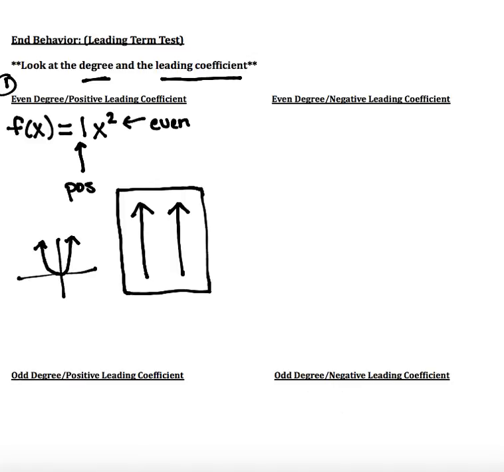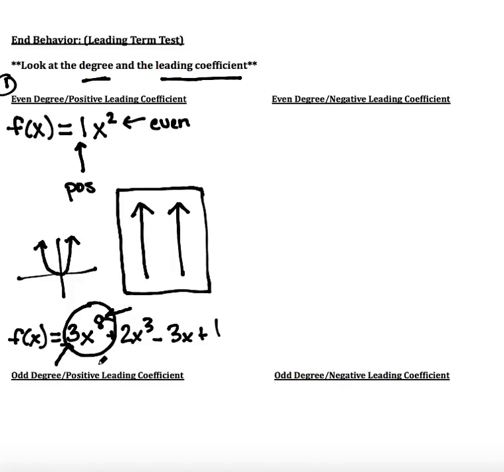So let me just give you another example. Your polynomial could be something like f of x equals 3x to the 8th plus 2x cubed minus 3x plus 1. Again, we're only concerned with this leading term. It has a positive leading coefficient and an even degree. So this polynomial would also go up and up on the ends of the function.